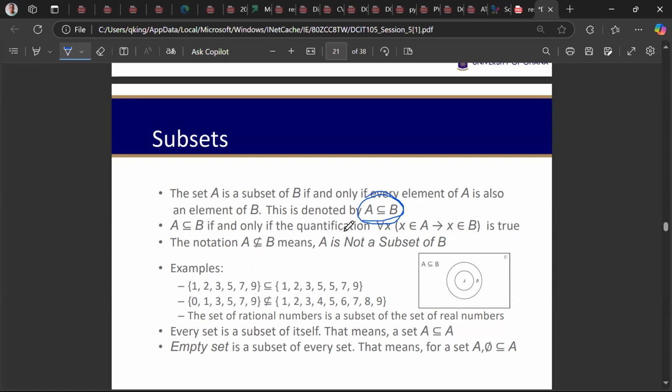Okay, so like I was saying, when we say A is a subset of B, it is denoted by what? By what I've just circled here.